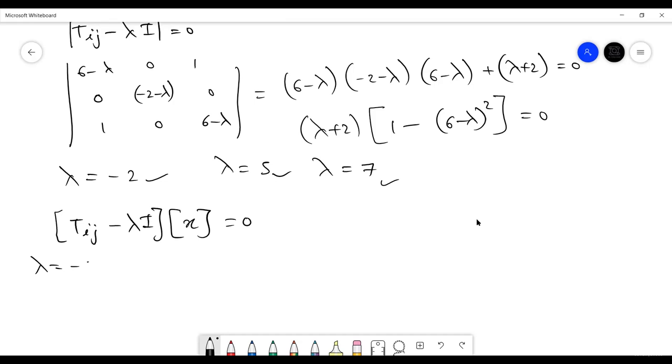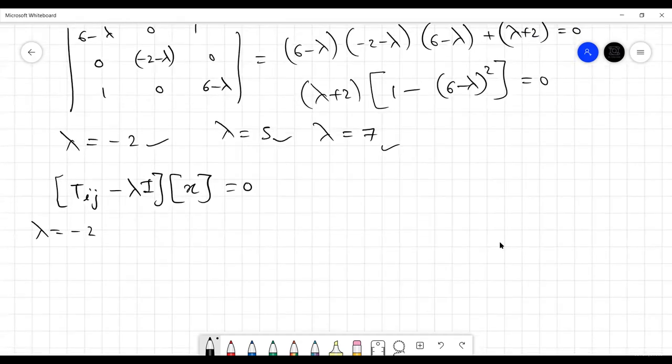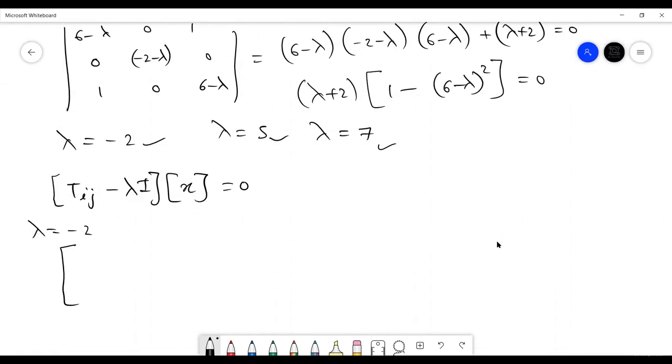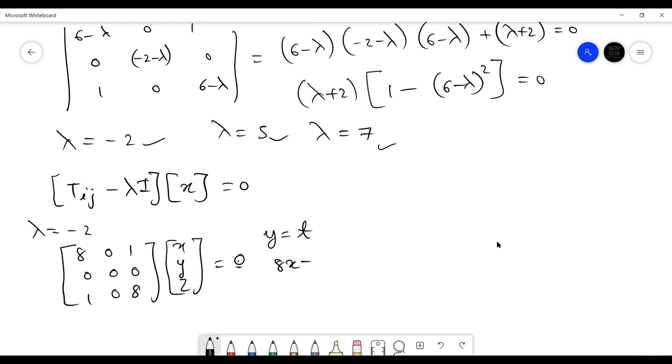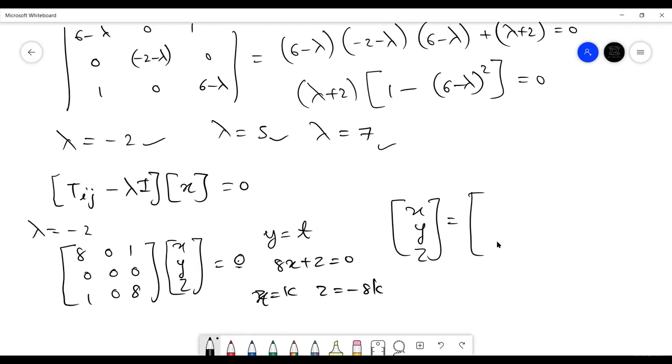So we have to substitute lambda equal minus 2. When we substitute lambda equal minus 2, we'll get 8, 0, 1, 0, 0, 0, and 1, 0, 8 times x, y, z equals 0. This is actually a 0 matrix, right? Here you can see that you can't find y, so y is a parameter t. And the other equation is 8x plus z equal 0. If x is equal to k, then z is equal to minus 8k. So you can write the x, y, z matrix as k, t, and minus 8k, right?